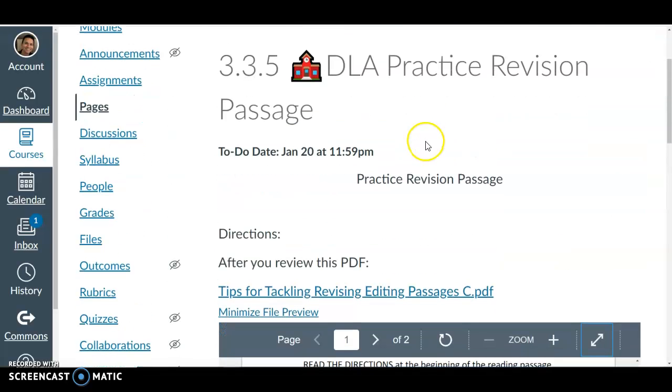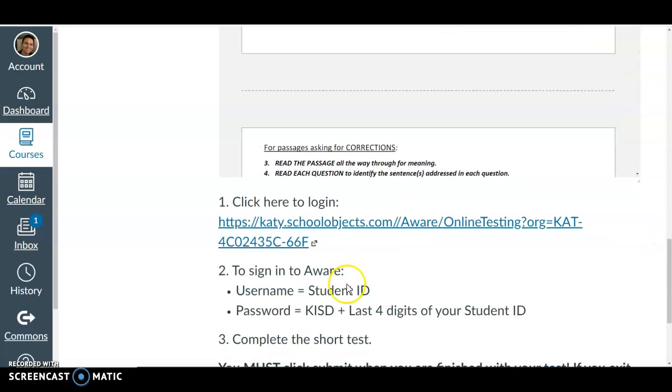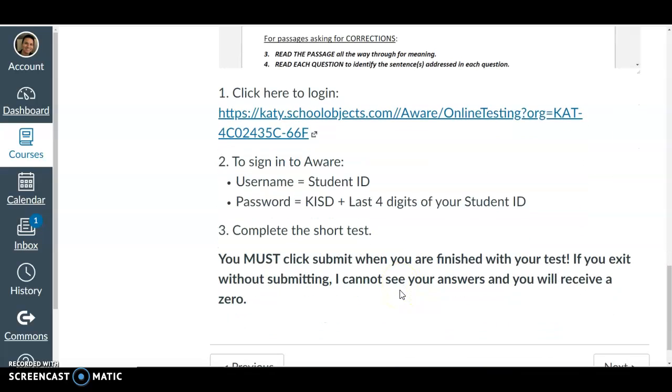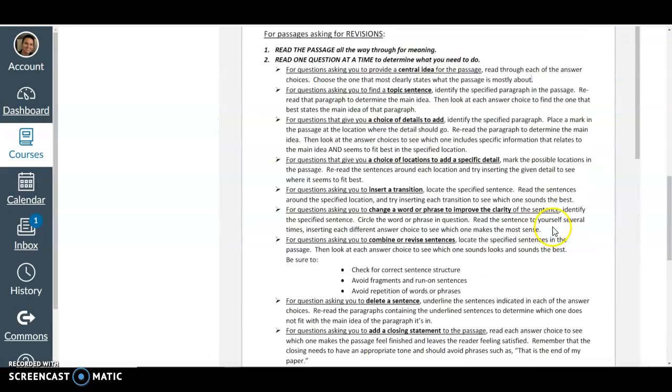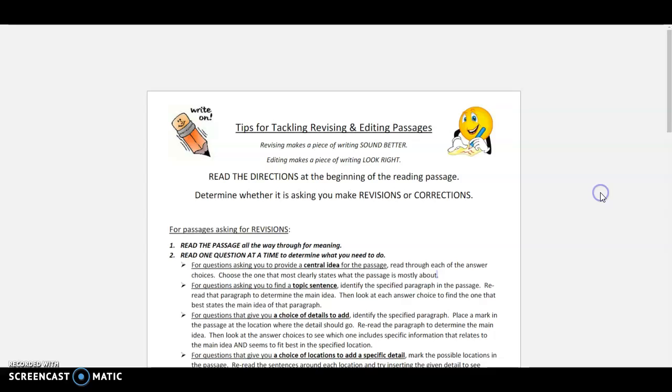Okay, English 2 people, it's January 20th. You have a DLA practice revision passage here. Look at this PDF first before you do the practice DLA. The information to log into it is at the very bottom here. But first, let's review this PDF together.